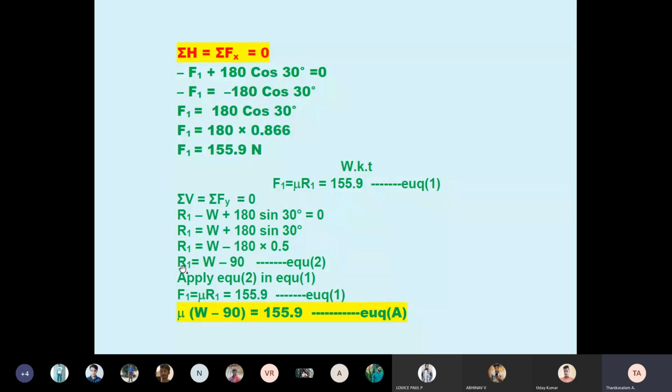Now we got R1. What is the R1 value? W minus 90. So apply it in this equation: mu into (W minus 90) equals 155.9. This is equation A. So summation of H equals 0 gave equation 1, summation of V equals 0 gave equation 2, R1 equals W minus 90, and applying equation 2 in equation 1 we got equation A. This is case 1, pulling. The same body is now pushing.